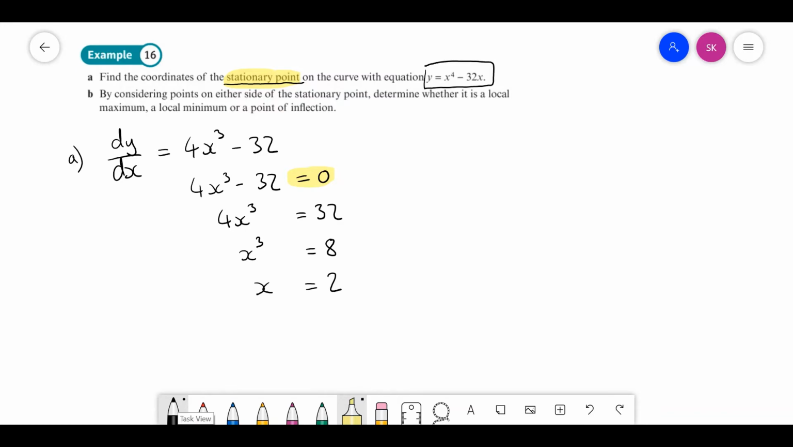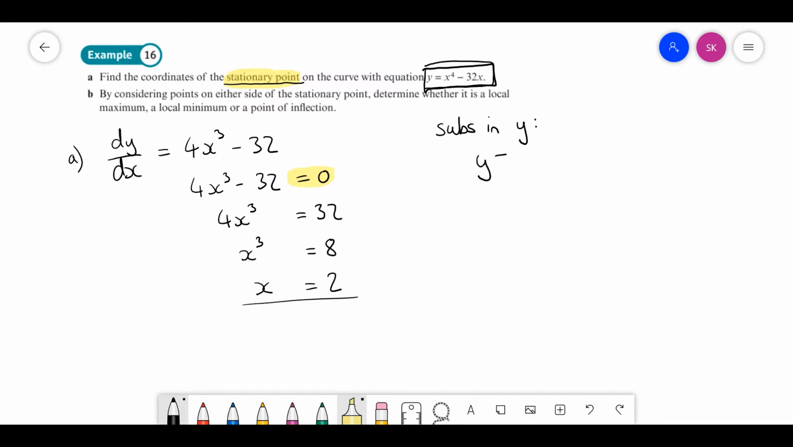But remember, a point has how many coordinates? 2 coordinates. And at the moment, we've just found the x coordinate where the gradient is 0. So now we need to find the y coordinate on the line. So I'm going to substitute into y, the original equation of the line.